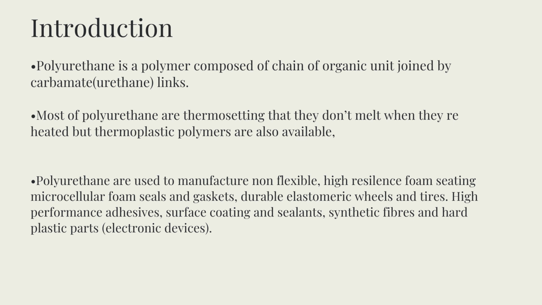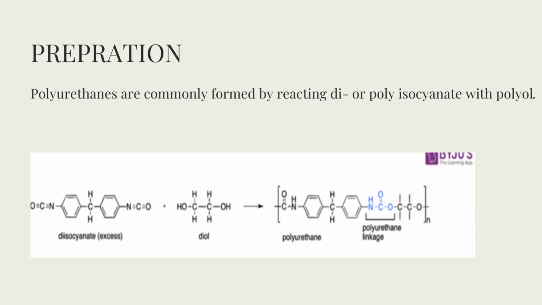Polyurethanes are used to manufacture flexible, high-resilience foam seating, microcellular foam seals and gaskets, durable elastomeric wheels and tires. They are also used as high-performance adhesives, surface coatings and sealants, synthetic fibers, and hard plastic parts. Polyurethanes are commonly formed by reacting a di- or poly-isocyanate with a polyol, as you can see in the figure.